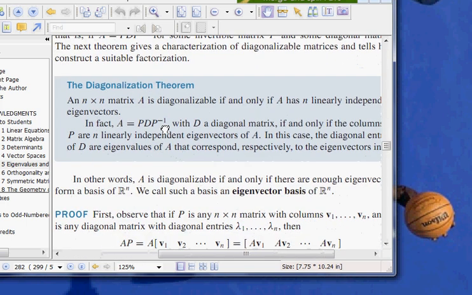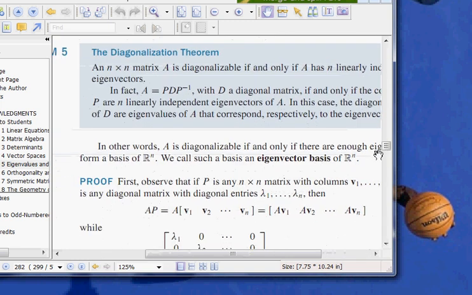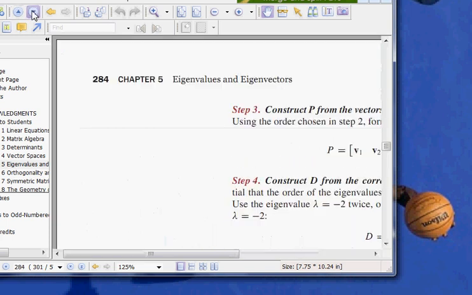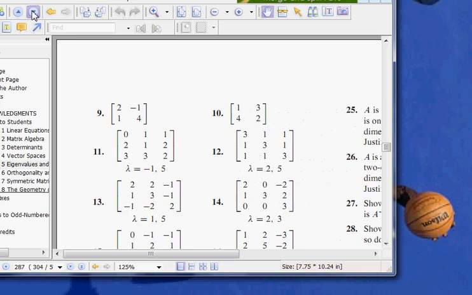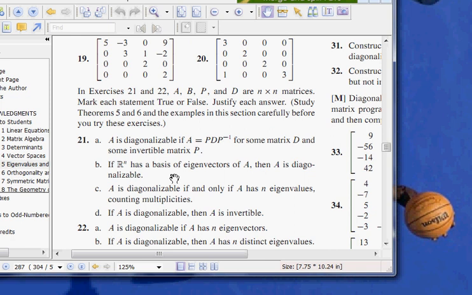Right here, read this sentence. In other words, A is diagonalizable if and only if there are enough eigenvectors to form a basis of Rn. We call such a basis an eigenvector basis of Rn. So if Rn has a basis of eigenvectors of A, then A is diagonalizable, and that is true. If you don't believe me, reread that sentence again.